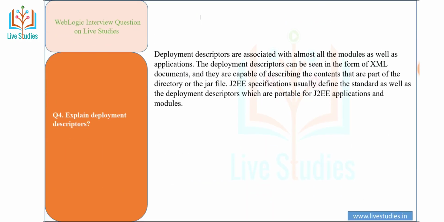Okay. Next question is, explain deployment descriptors. Deployment descriptors are associated with almost all the modules as well as applications. The deployment descriptor can be seen in the form of XML documents, and they are capable of describing the contents that are part of a directory or the jar file. The J2EE specification usually defines the standard as well as deployment descriptors, which are portable for Java J2EE applications and modules.